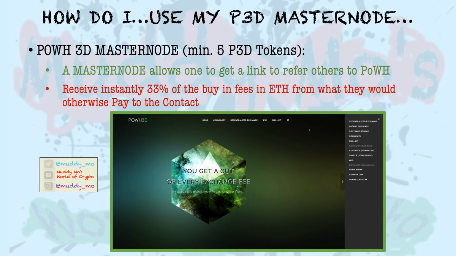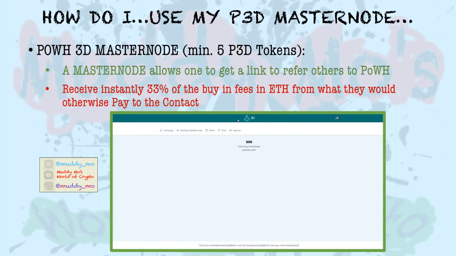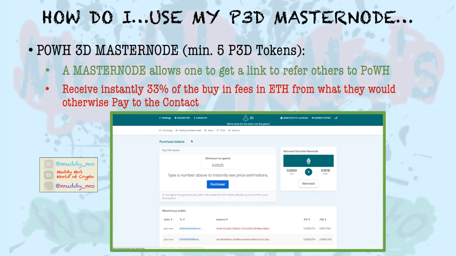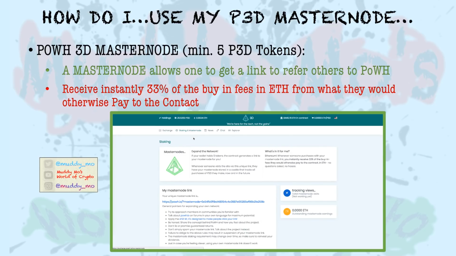Alright, so let's go through it. Once you get on the site, you want to go to the decentralized exchange, and then go to staking in Masternode. Once you hit this, if you don't have a Masternode, it'll just be a link to go buy P3D tokens. But if you do, you'll see exactly what a Masternode is and what it does, and how many tokens you need to actually spread that link. So it's 5 tokens to spread the link.